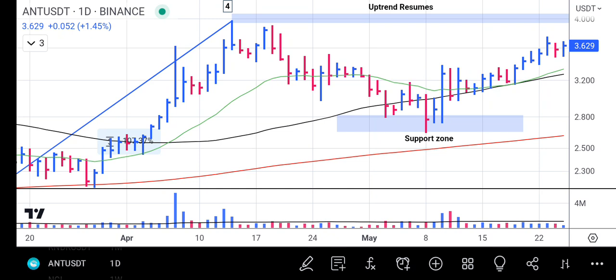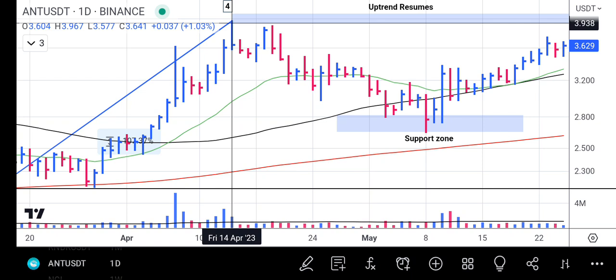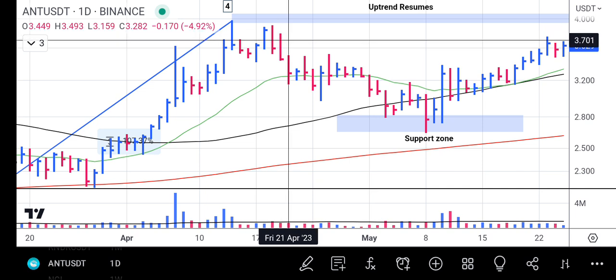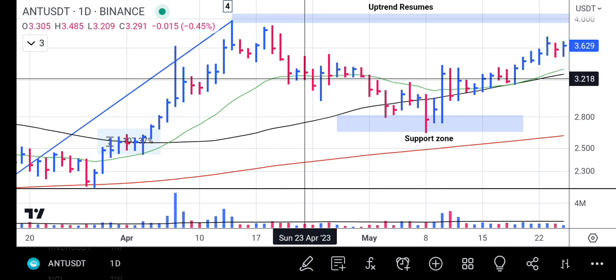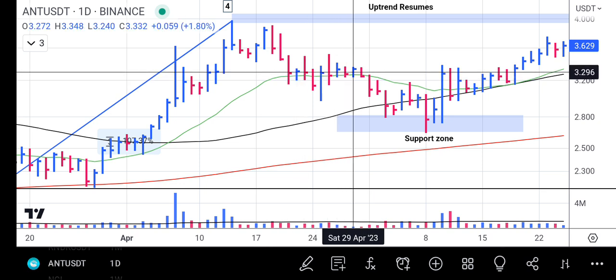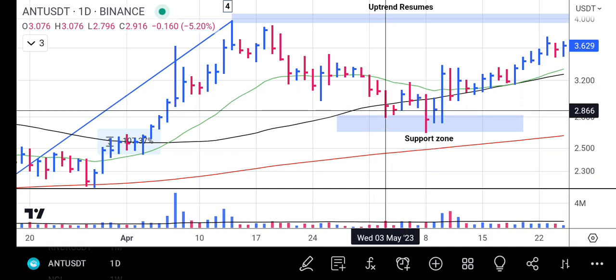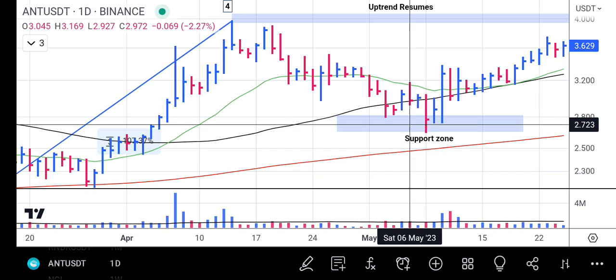That was the resistance zone that ANT hit before the sellers finally came in control and pushed the price downward to the 21-day exponential moving average. It traded on it a little bit, moved back and forth, and finally dropped down to the support zone below the 50-day moving average line, but it stays above the 200-day moving average.